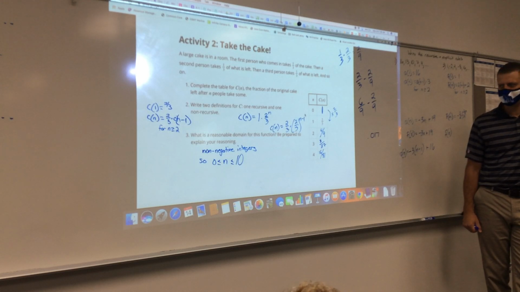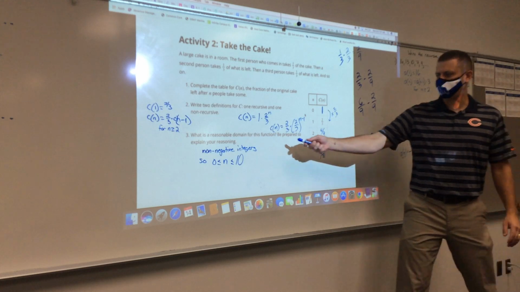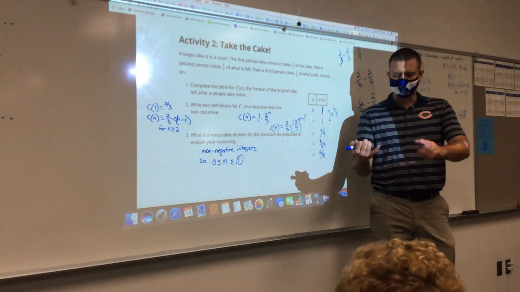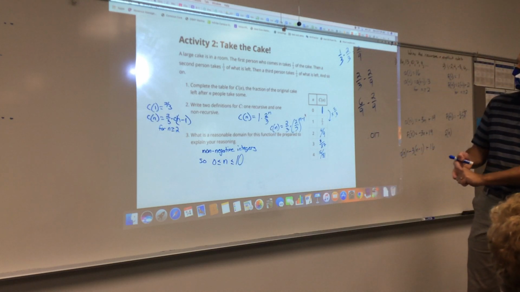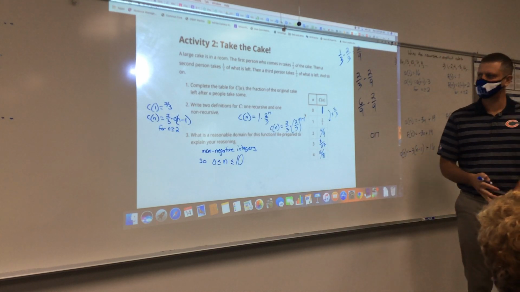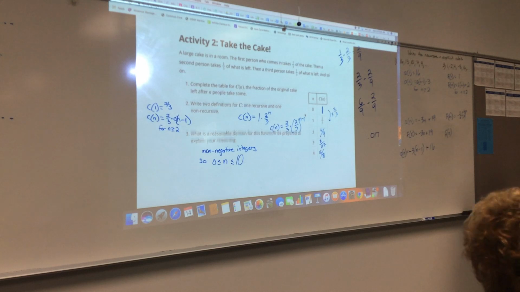All right? But do you guys understand the non-negative integers part? Can't be negative because you can't have negative people. Can't be fractions because you can't have fractional people. Okay? Yep. All right.